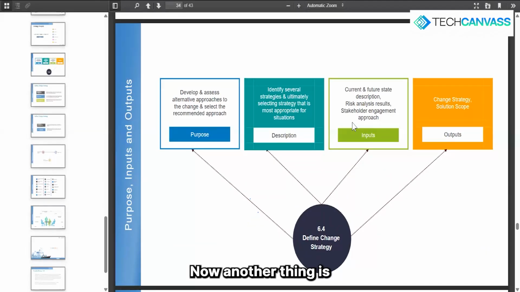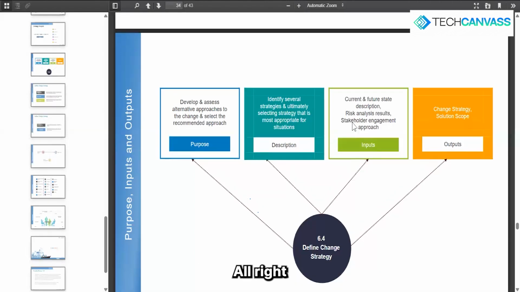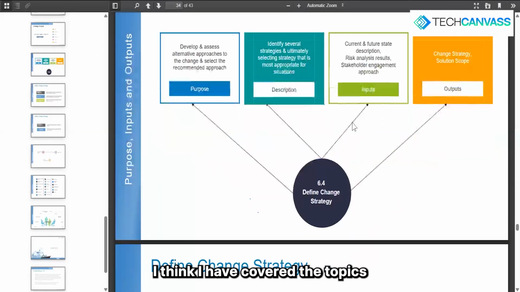Now, another thing is, when BABOK talks about this, they talk about it from an enterprise context. Obviously, we have not worked at that level. You can bring it down to your project level, even to your team level. You can do this at an individual level as well. So you don't have to really worry much about this. It's actually an easy chapter. All right, I think I've covered the topics.